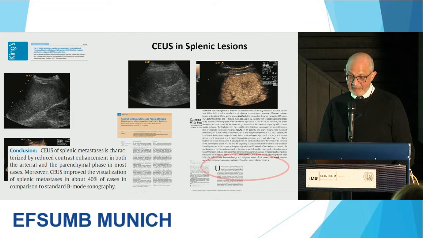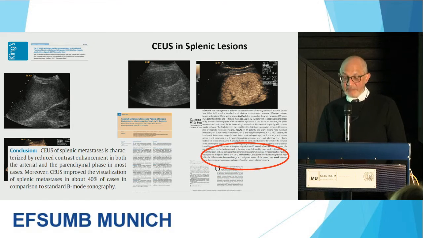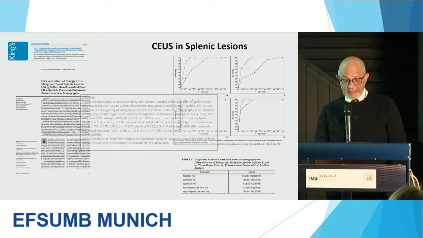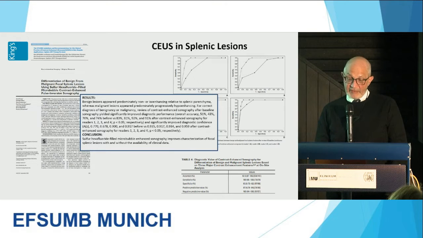And in the other paper, similar findings. They could differentiate benign from malignant lesions, but again, a small number of patients. And a further study later on found that this was, using SonoView in this case, it was useful to look at focal liver lesions because you can distinguish benign from malignant lesions.